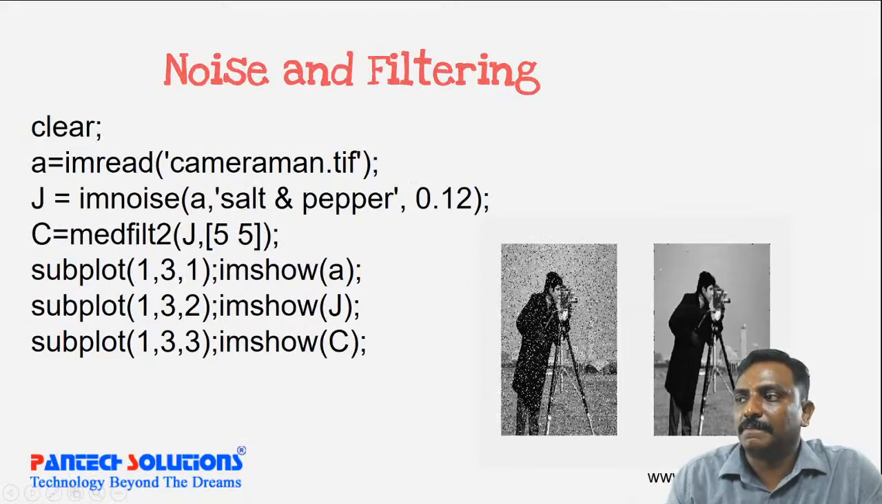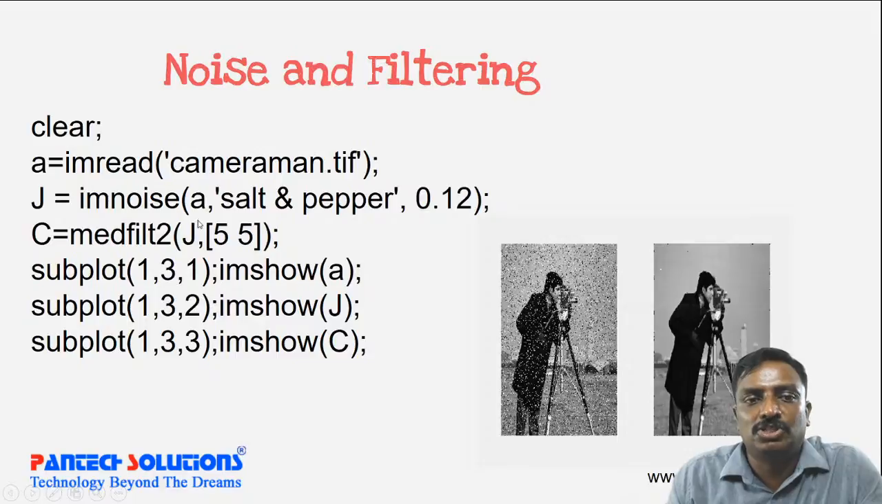So, noise and filtering. First, read an image. There are different types of noises like salt and pepper noise, Gaussian noise, Poisson noise, multiplicative noise. Matlab supports a lot of them. You could use the help command to know which noises are supported by Matlab.